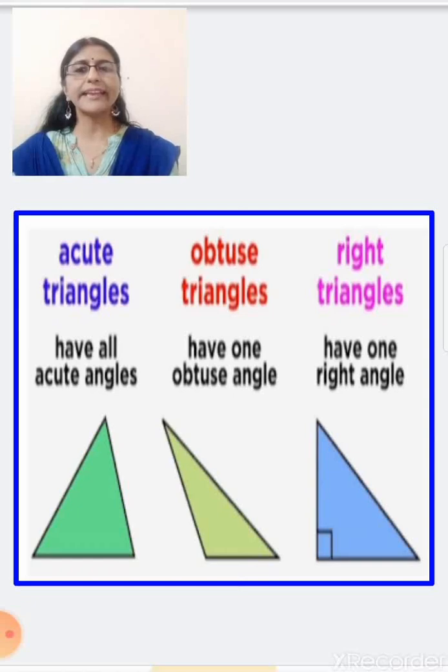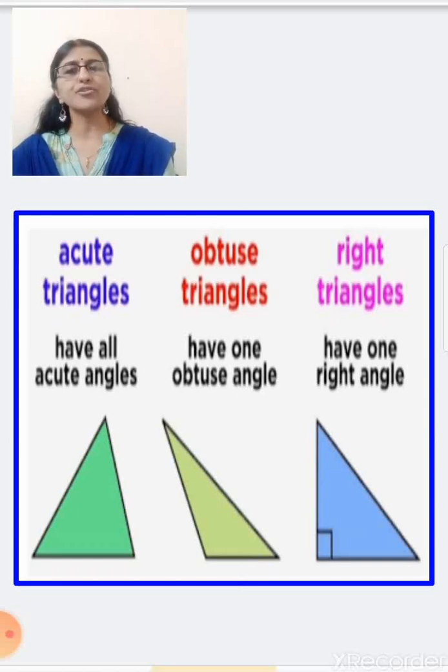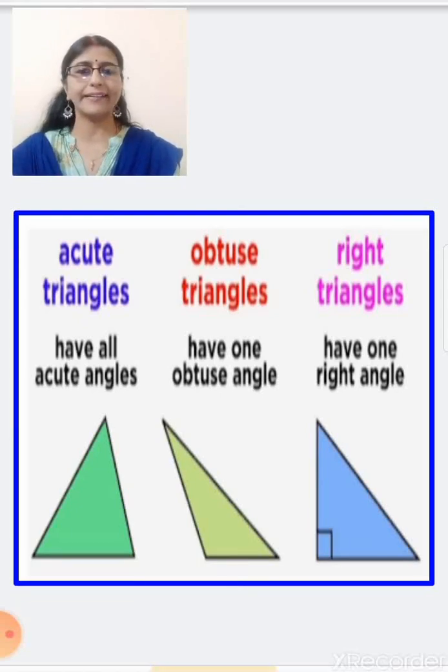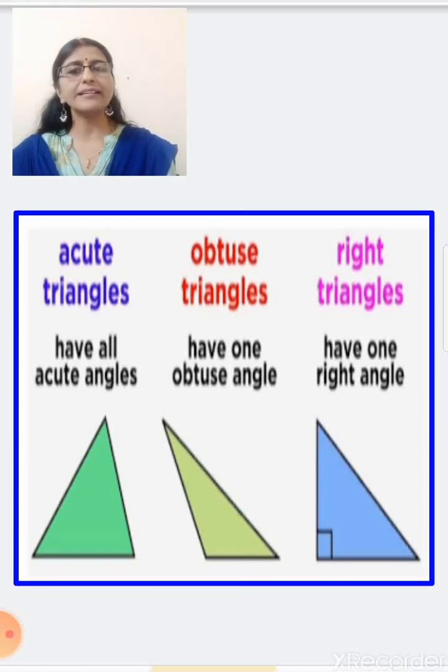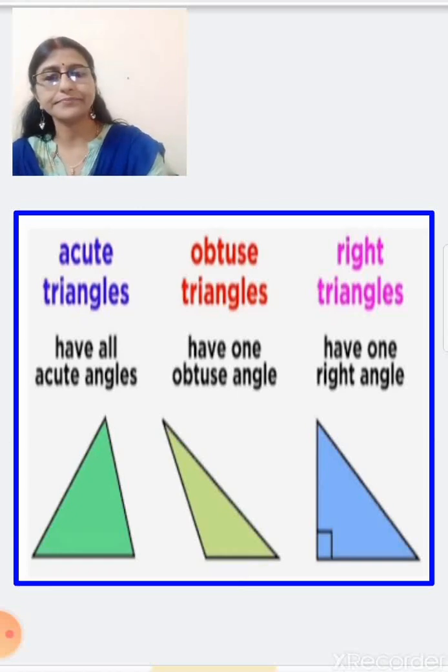Yes, here you see acute triangles, obtuse triangles and right triangles. Now in an acute triangle, all the angles are acute. That means they are less than 90 degrees. In an obtuse triangle, one angle is obtuse. That means more than 90 degrees. And in a right triangle, one angle will be 90 degrees.